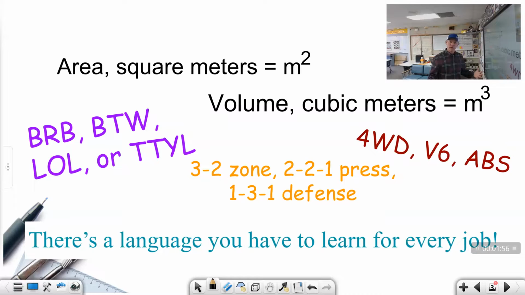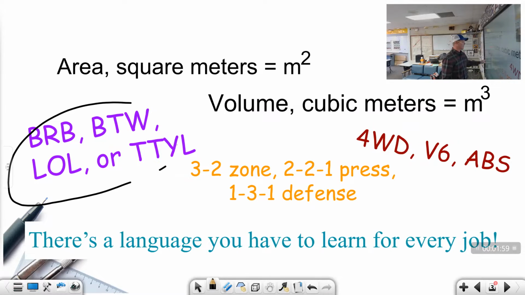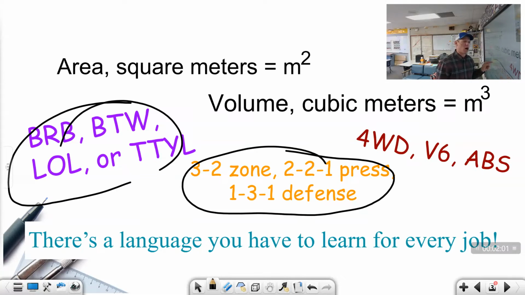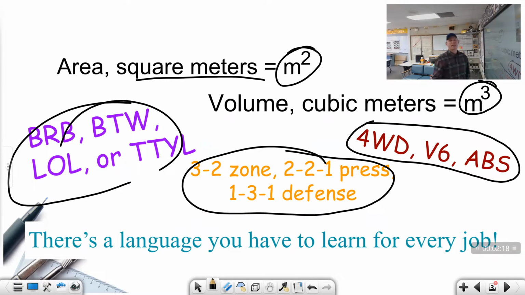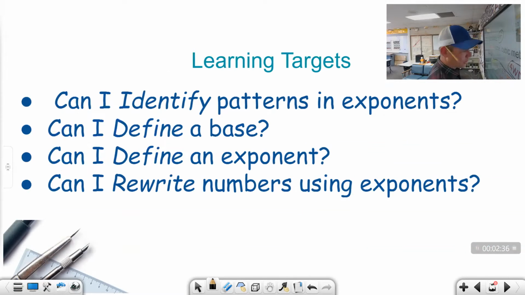Now, this code that we have, codes are all over the place, whether it's texting or basketball or cars. The question is, can you figure out the math code? Notice this right here, m to the third power, that's cubic meters. That means that it's volume. Over here, square meters looks like this, because we don't want to write meters squared. We want the shortcut, Mr. McCoy. It's just an abbreviation. And so we need to recognize that in all areas of life, people have created shortcuts. So why can't math use math shortcuts? And that's what we're doing today.